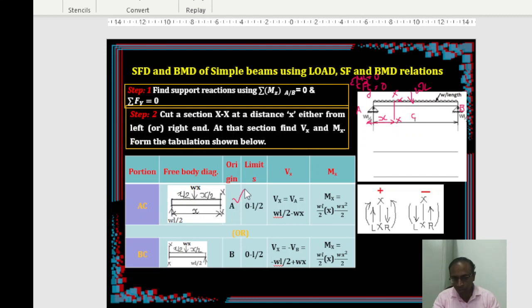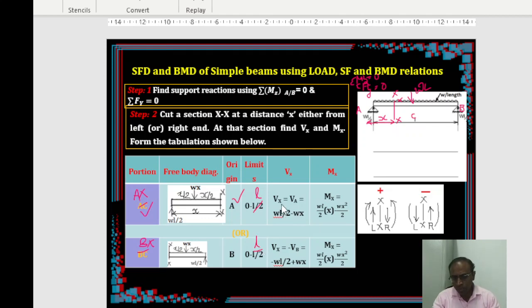Now your solution will be in tabular form. You can simply make the calculations. Portion is AC, or you can say AX. Why write AC? Because the section can be extended till the end, the same load coming, and this section can be BC, BX. You need not write AC only up to the center; you can write up to the center also, but since the same load continues till the end, you can write up to L. So AX you can say, and the limits are 0 to L by 2, or you can even extend till the end. Here also the same thing, you can extend till the end.